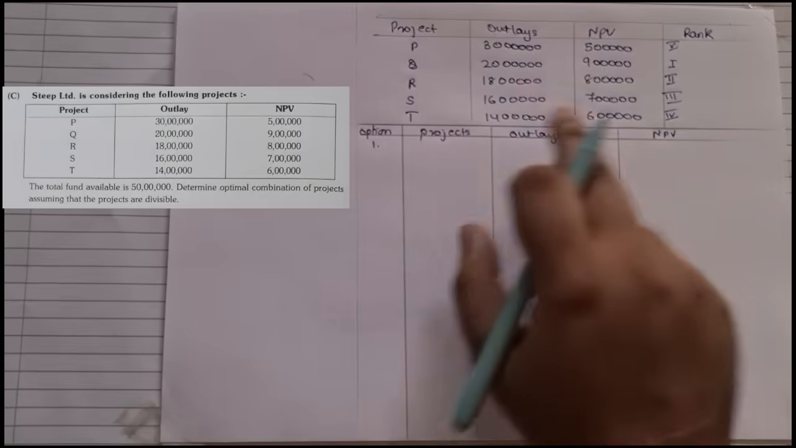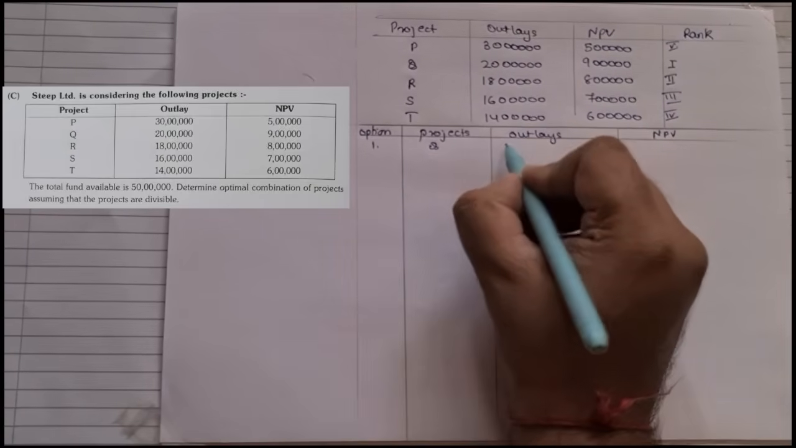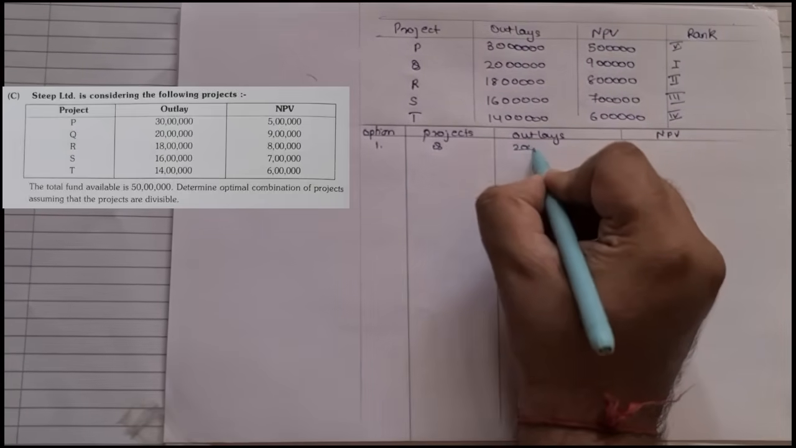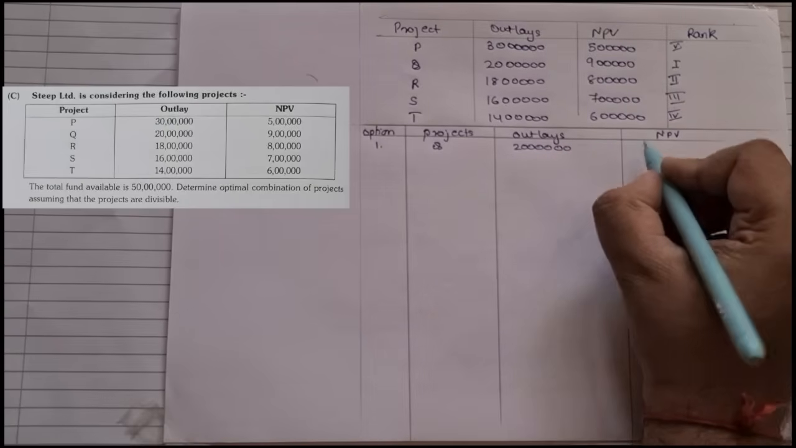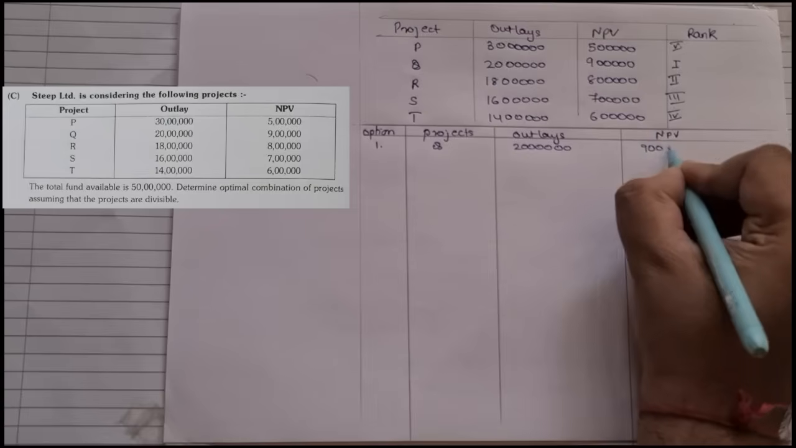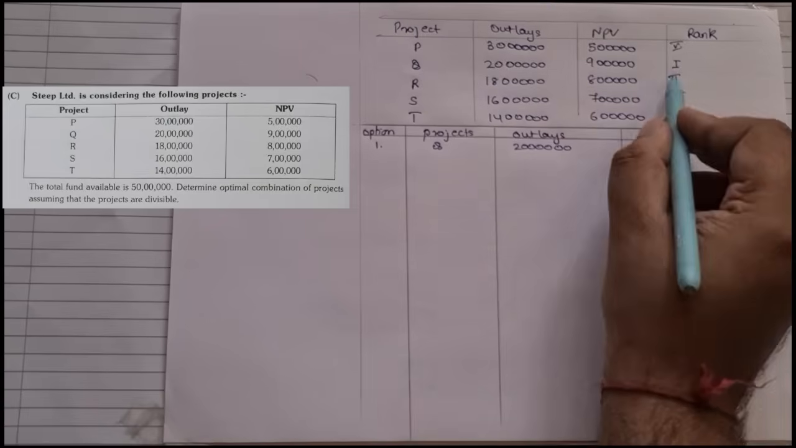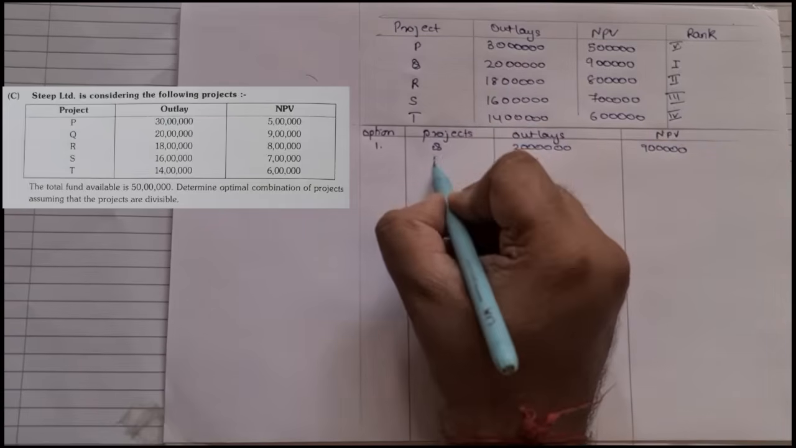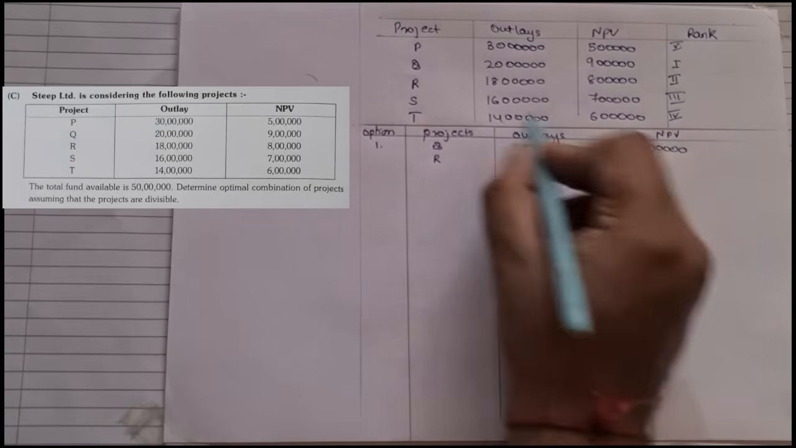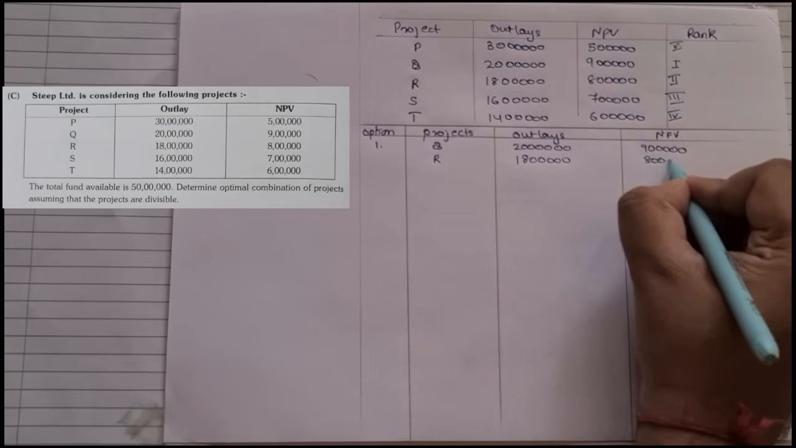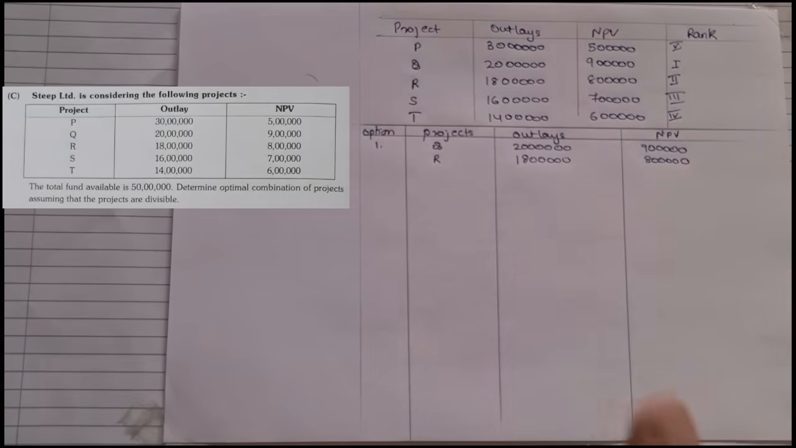Okay, so as per the rank, if I take the first project Q, the outlay is 20, but out of 50 lakhs, 20 lakhs has already been used up, and the NPV which I will be getting is 9 lakhs. After that, second rank is R, costing 18 lakhs, and NPV was 8 lakhs. Now remember this carefully, 20 plus 18, 38 lakhs have already been used. I can only use another 12 lakhs more.